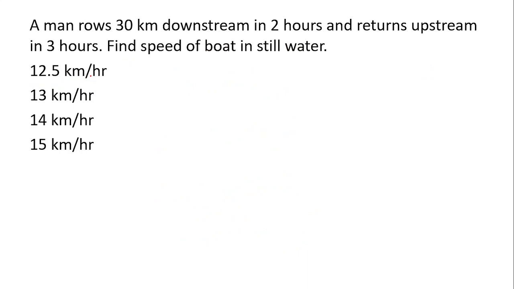A man rows 30 kilometers downstream in 2 hours and returns upstream in 3 hours. Now let us try to understand. Speed downstream is distance 30 kilometers divided by 2 hours, which is 15 kilometers per hour. Returning upstream, SU, the same distance, 30 divided by 3 hours, so this is 10 kilometers per hour.